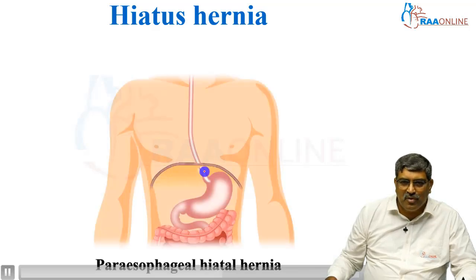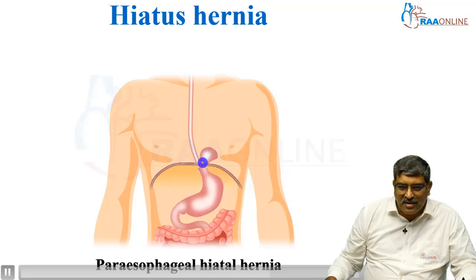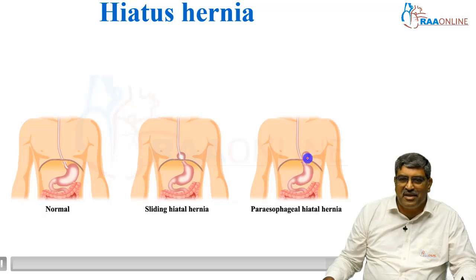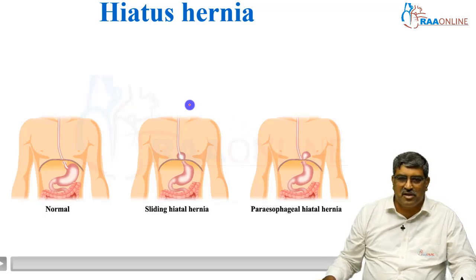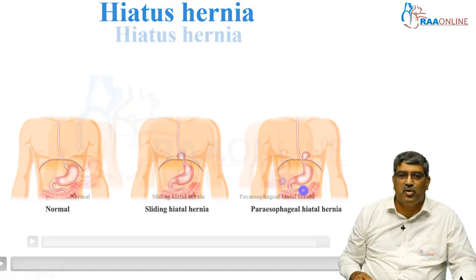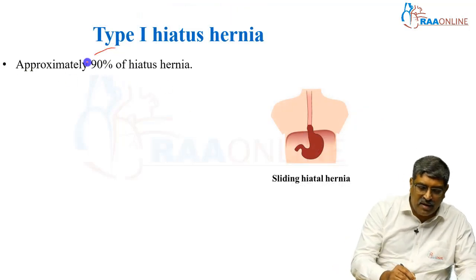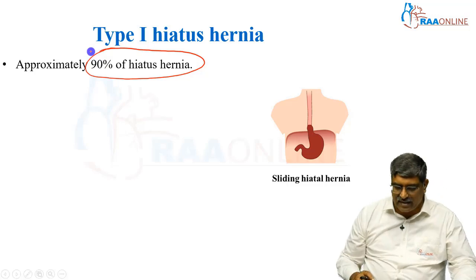In type 2, here you can see the esophagus is not pushed up, but the stomach as a pouch herniates little lateral to the esophagus. It is called the paraesophageal hiatal hernia. So, this is type 1 and this is type 2. Coming to type 1, this is the most common type, happening in 90% of hiatus hernia.